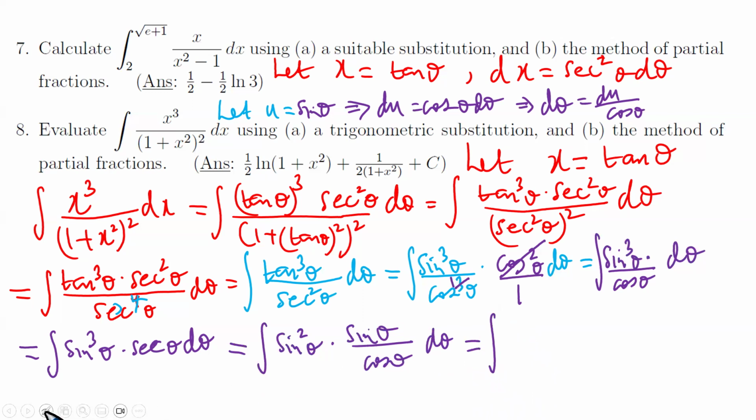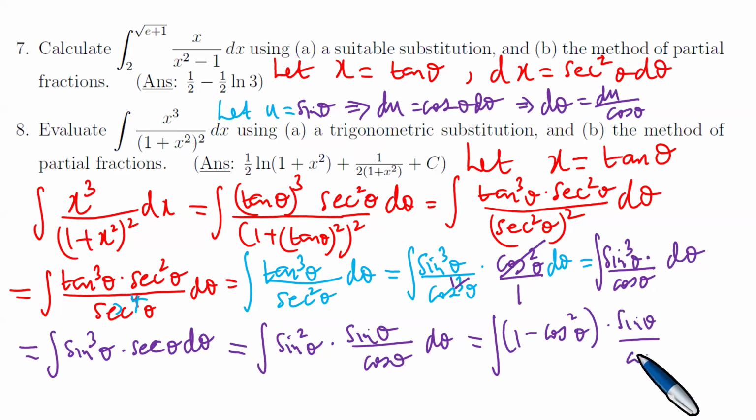Now, what do we do here? Okay, so we get to this point. But the minute you get to this point, it is clear that the sine squared can be seen as 1 minus cosine squared theta, times sine theta over cosine theta d theta. Just that way. Exactly this way. So now you look at this and reason, and look at how best this can be done.